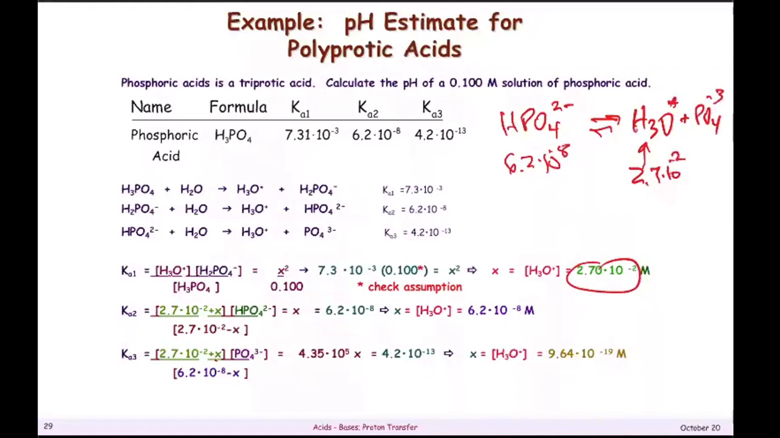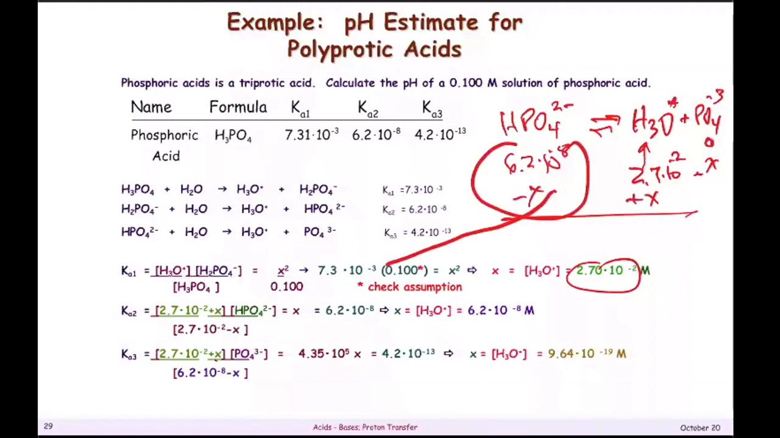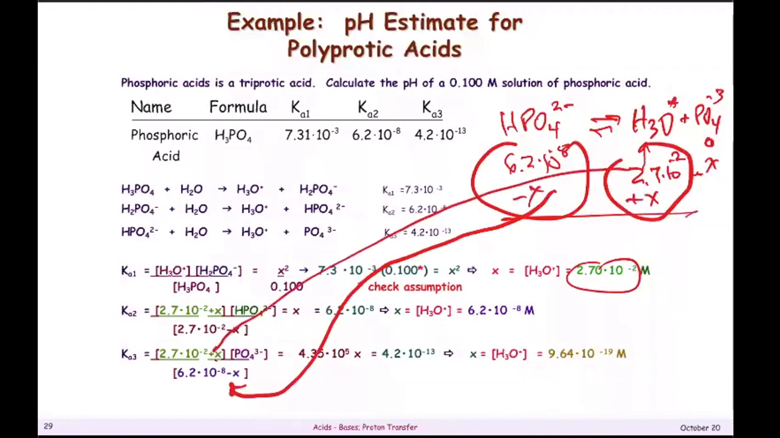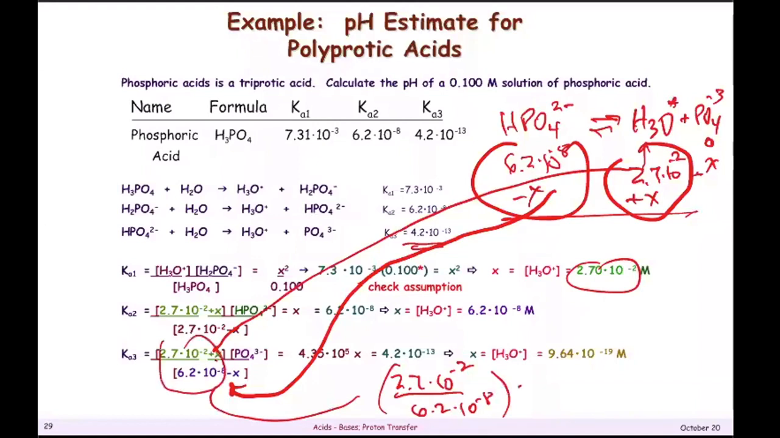You could ignore the second one because it's so negligible. So this is X. This is minus X. This is plus X right here. This is zero, I mean. And so this number becomes that. And now you can ignore the X again from these two equations. Why? Because look at the equilibrium constant. It's just 2.7 times 10 to the minus 2 divided by 6.2 times 10 to the minus 8. That's this quantity right here times X equals Kb3. You can solve that problem. It's not difficult. So that'll get you your X value.